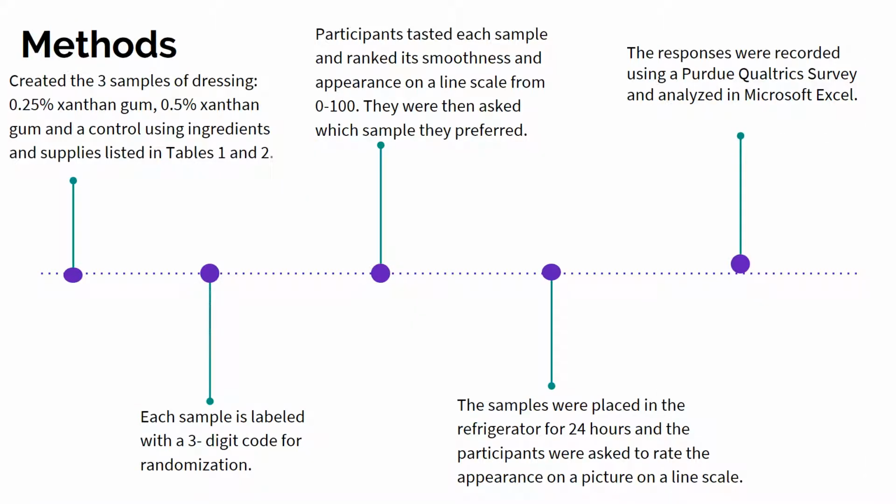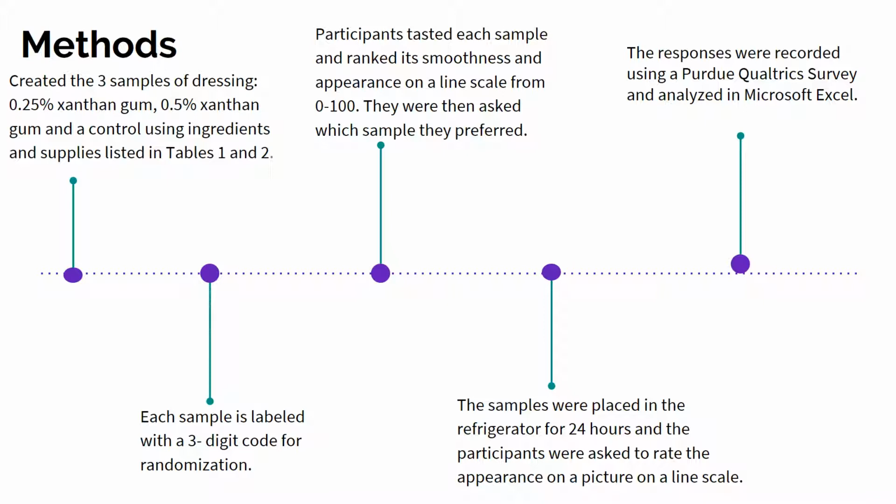The ingredients listed in Table 1 on the previous slide were mixed well to create a dressing for each sample type. Each sample of dressing was labeled with a 3-digit code, such as 605 or 708, for randomization purposes and to avoid bias in our results. Participants were instructed to taste each sample and rank its smoothness and appearance from 0 to 100, with 0 being lumpiest or unappealing and 100 being smooth or very appealing. They were then asked to select the sample they most preferred.